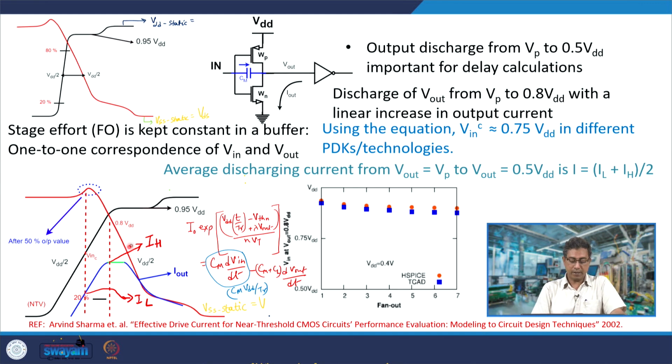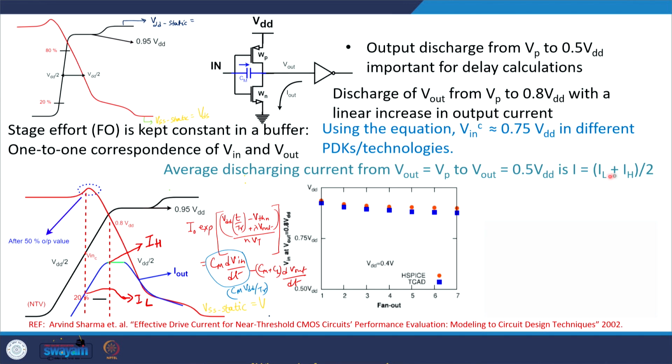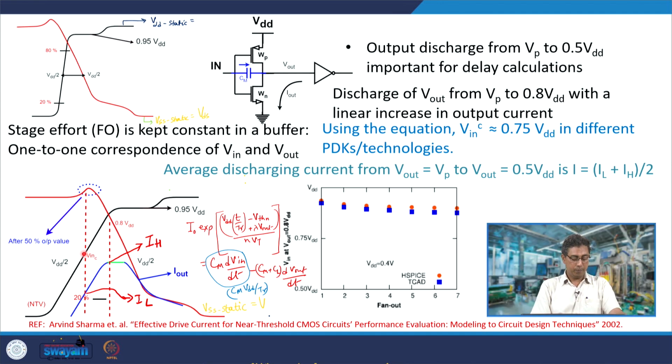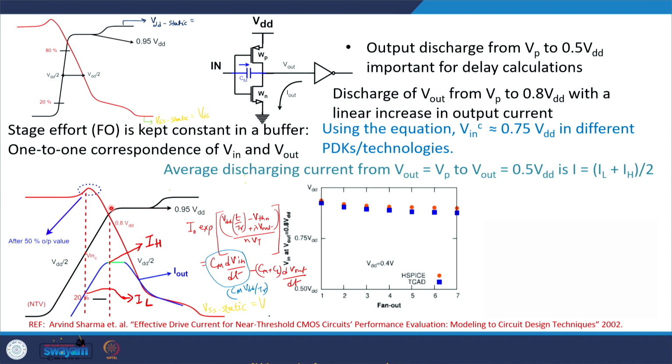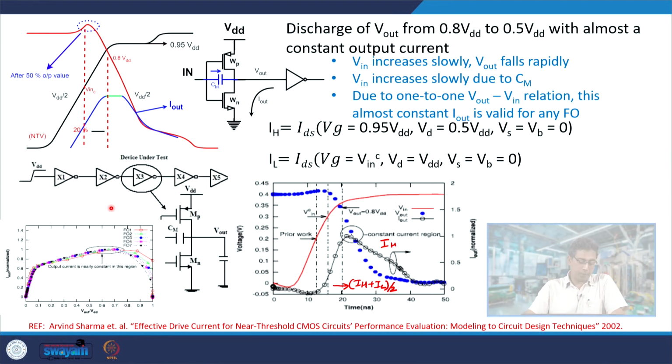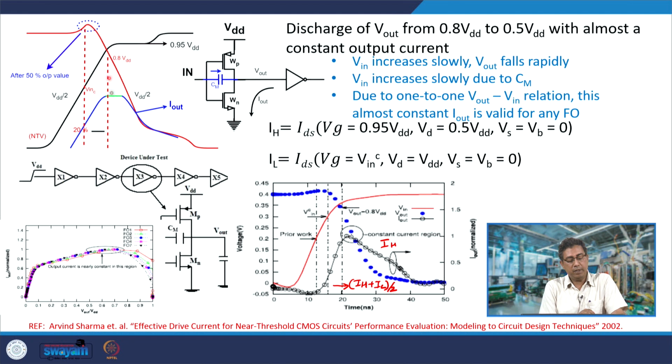So, what is the average discharging current? It is the current IL at this point and IH at this point when V out is 0.8 VDD, and the average of these two is the average discharging current from V in equal to V in C to V out equal to 0.8 VDD, between those two times. Okay. Now, we want to obtain the average discharging current between the values of output voltage from 0.8 to 0.5 VDD. So, between these two we want to now find out the average discharging current.